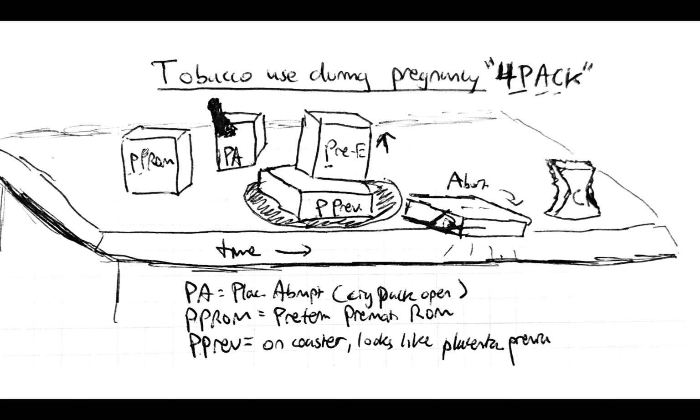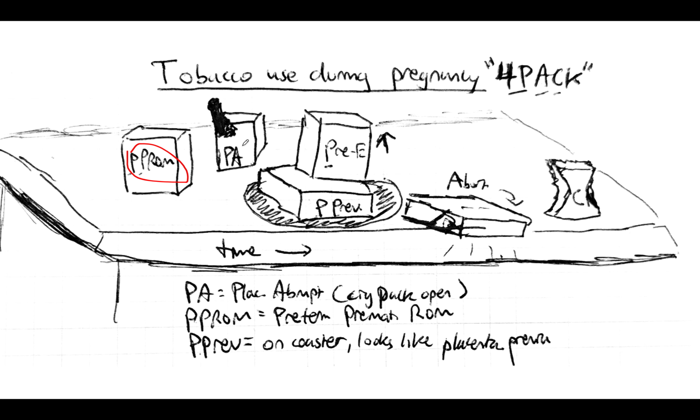So the first is P-Prom, or preterm premature rupture of membranes. This is something that can occur as a consequence of tobacco use during pregnancy, and it's illustrated by this cigarette box all the way here on the left. Imagine that we're on a time axis here going from left to right. This is something that occurs preterm, hence it's all the way here on the left.